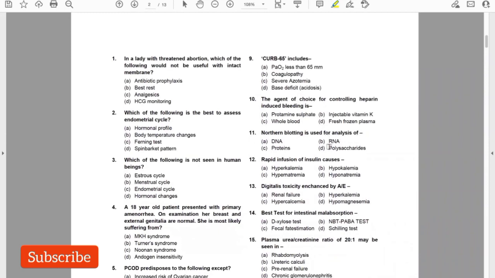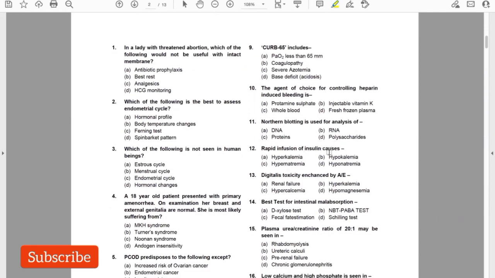Northern blotting is used for analysis of RNA. So remember, north is for roti, so RNA. South is for dosa, so DNA. Southern blotting is DNA, northern blotting is RNA. Rapid infusion of insulin can cause hypokalemia. Digitalis toxicity is enhanced by the adverse effects of hyperkalemia.